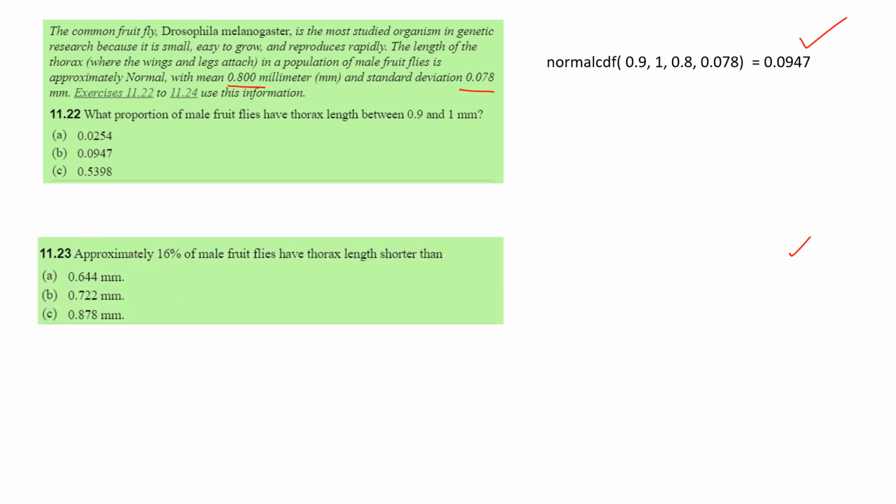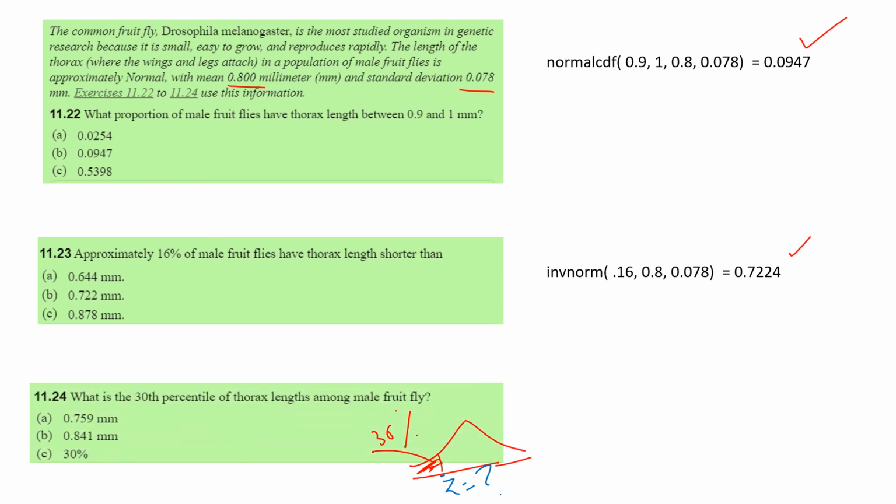30th percentile. When you talk about the percentile, it means 30% lie below. So if you take a normal curve, 30% of this lies below this. That's what is meant by 30th percentile. So you have 0.3, and you are looking for a Z value here. I do not know what the Z value is. So when you are looking for the Z value, you can make use of inverse norm 0.3, 0.8, 0.078, which will be 0.7590.